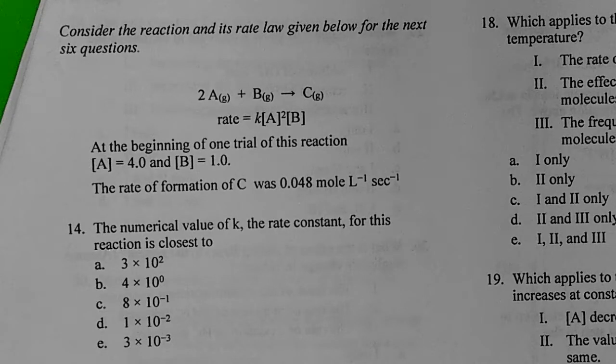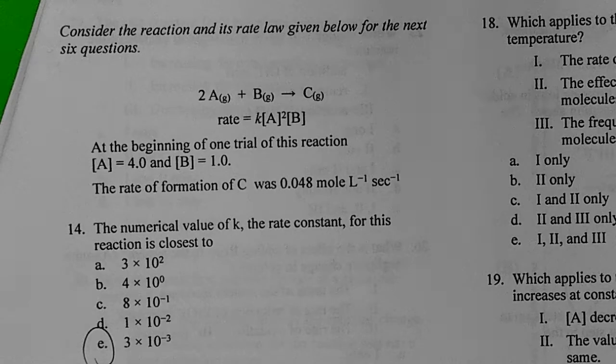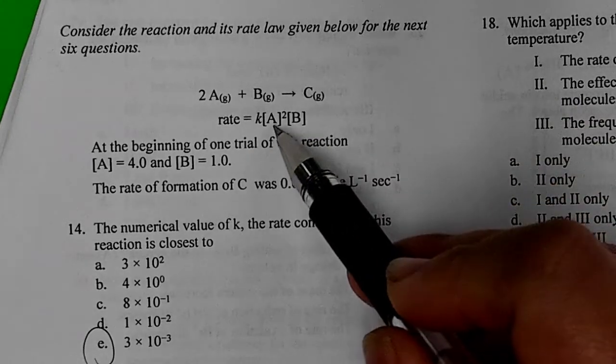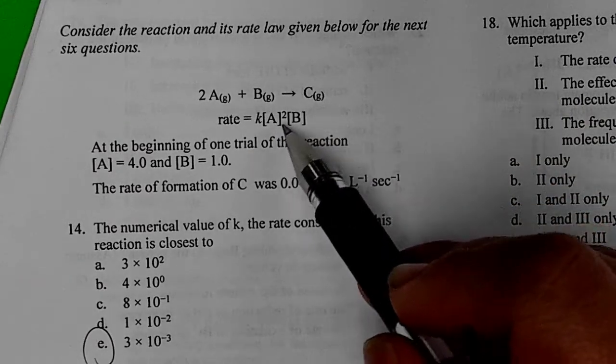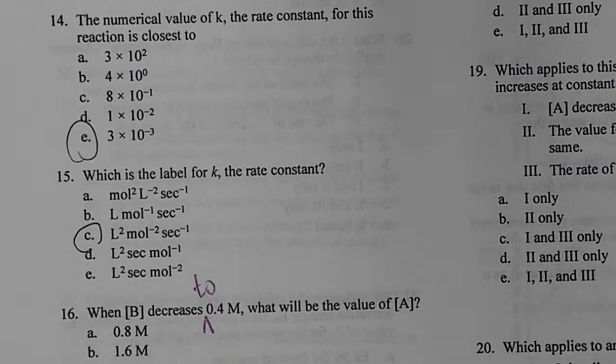Number 14, what do we get? E. Okay? Self-explanatory. You just plug it in and solve for it. Okay. Let's talk about number 15 then. Again, that's also fairly self-explanatory, because it's concentration cubed, third order, so to speak. That is a third order unit, right? 4K. All right, 16. E.